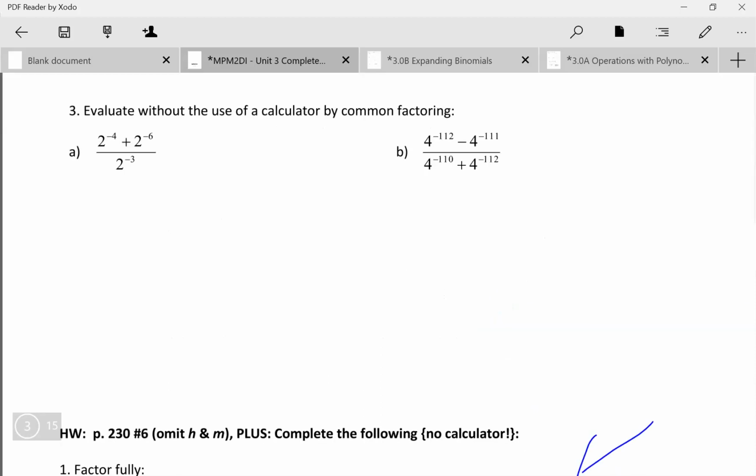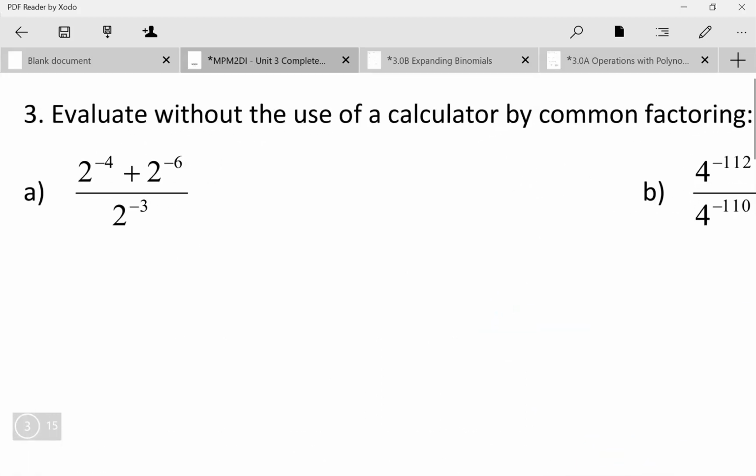But okay, let's look at this one. So this one's a bit interesting, right? Because here, what we really have is 2 to the power of negative 4, 2 to the power of negative 6, 2 to the power of negative 3. I have a plus here, so I can't just do negative 4 minus 6 plus 3 or something like that, because I have an addition sign and there's no way to combine exponents with addition signs.